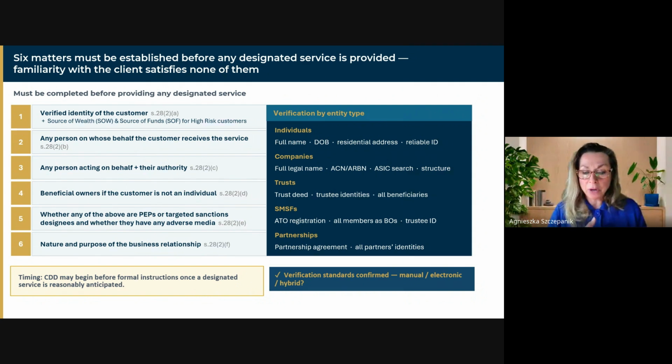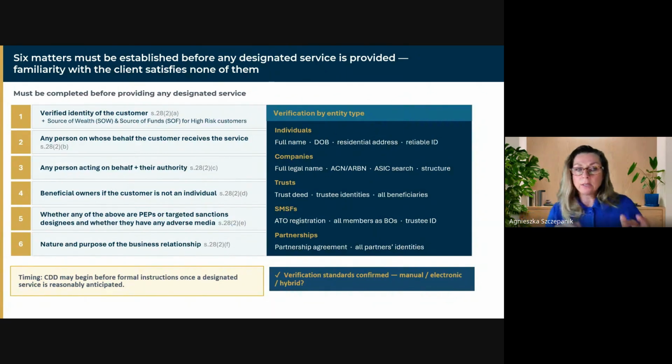And what is the nature and purpose of that business relationship? Why are they doing it? What are they really doing with that transaction? Do you understand what they do, why they're doing what they're doing? And in some of the designated services, of which there are 9, that answer will be quite easy to ascertain. It's probably in a very small proportion of designated services and the provision of those that is going to be more complicated.